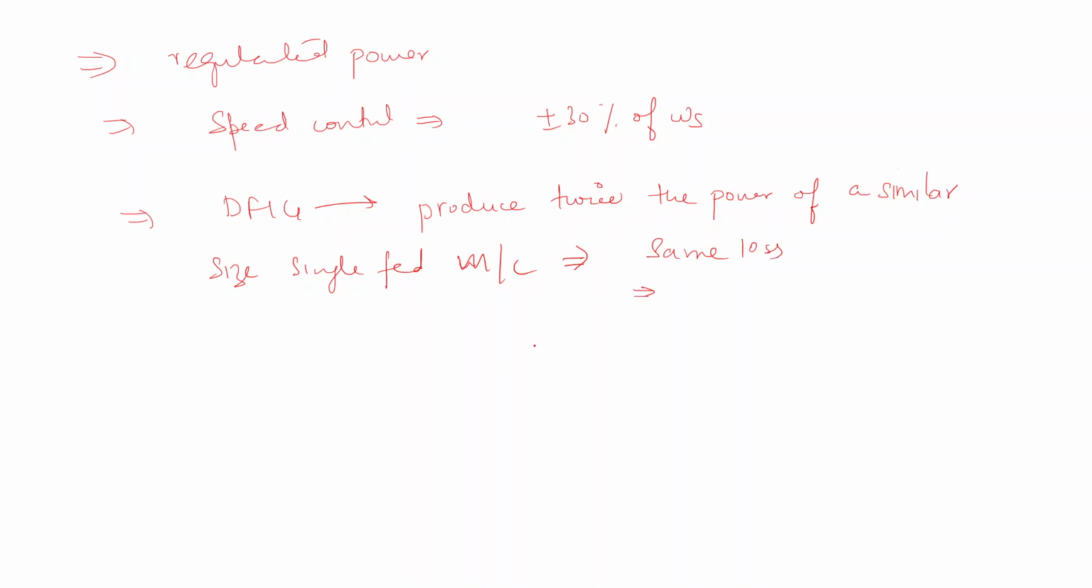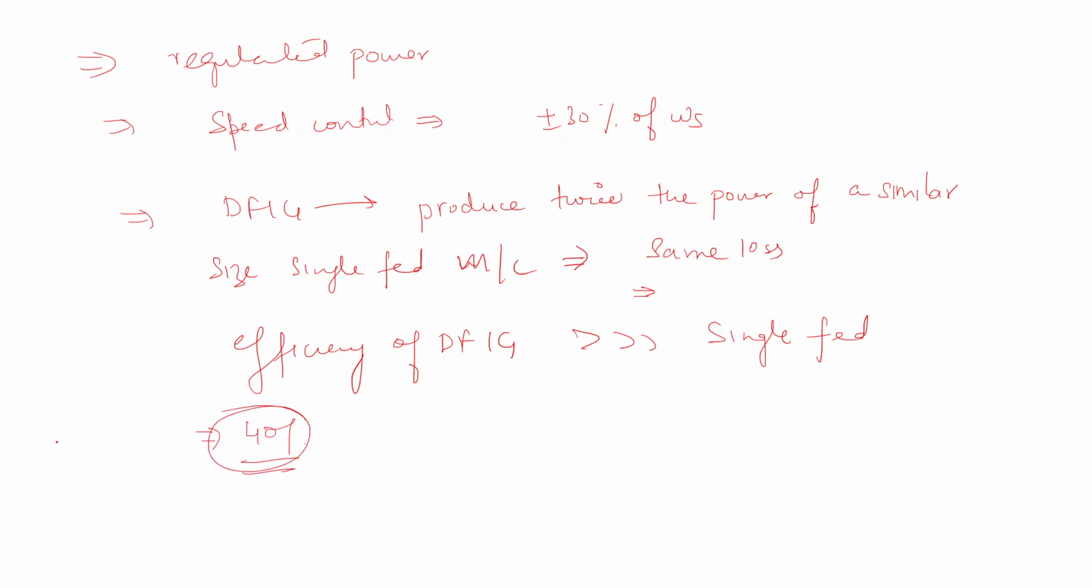Okay, that's why the efficiency of DFIG, doubly fed induction generator, is much greater than single fed. And due to this reason, they are being used in the wind turbine, because in the wind turbine already around 40% of energy has been lost from the wind, because we already saw, according to Betz's law, that only 59.3% of wind power can be transferred.